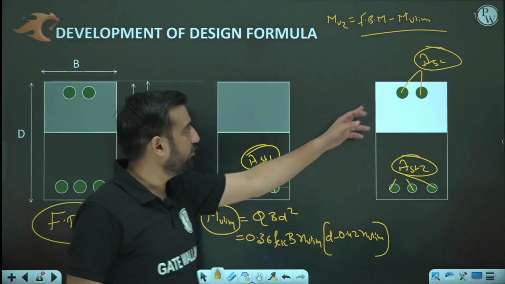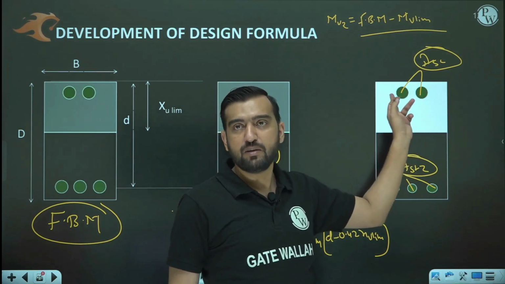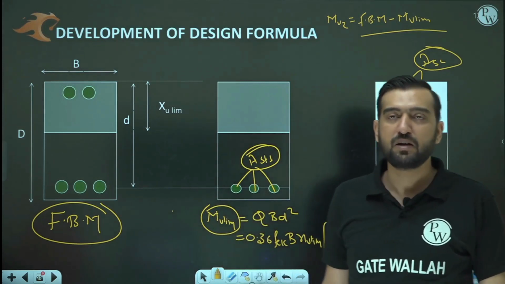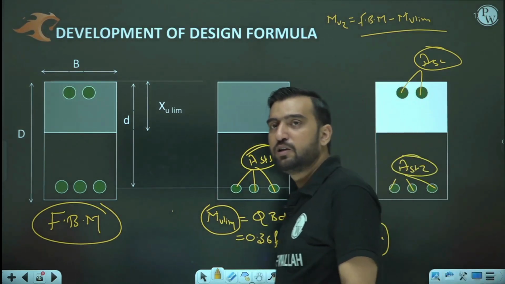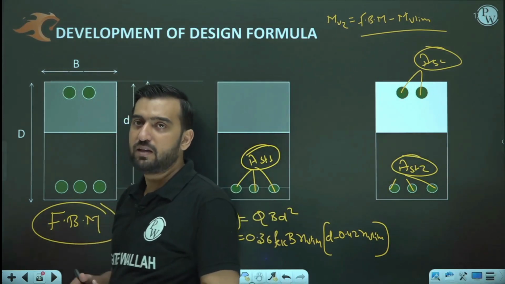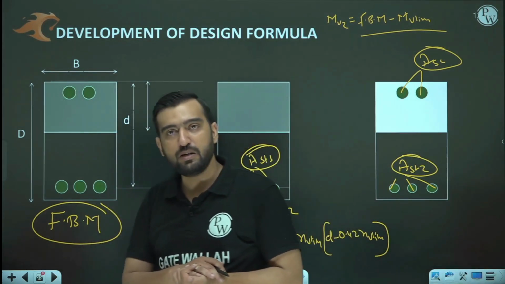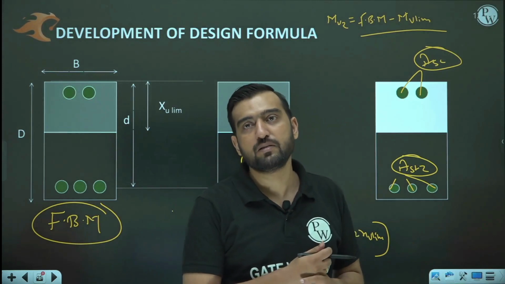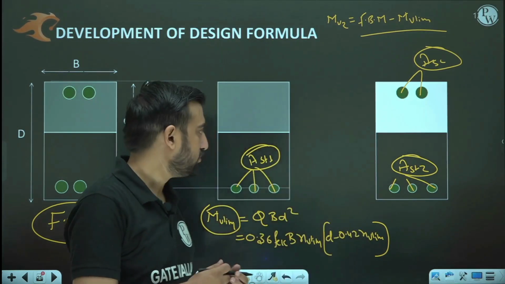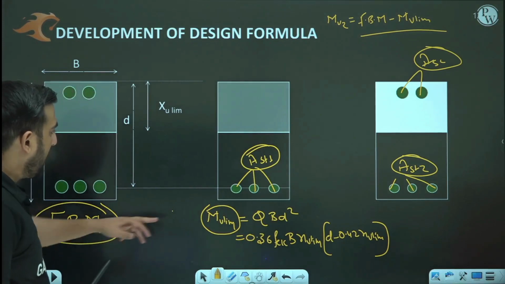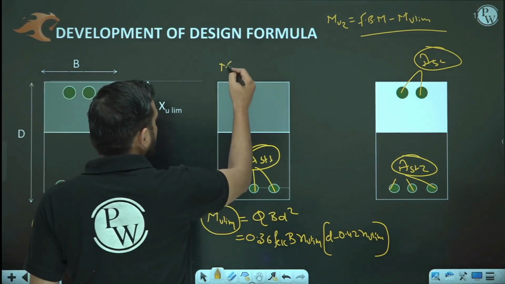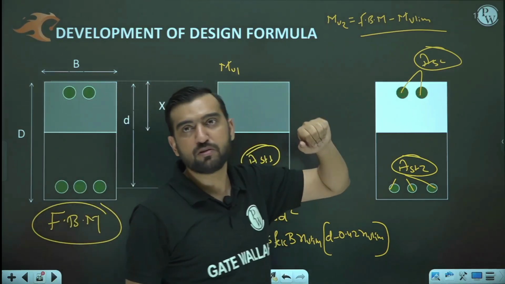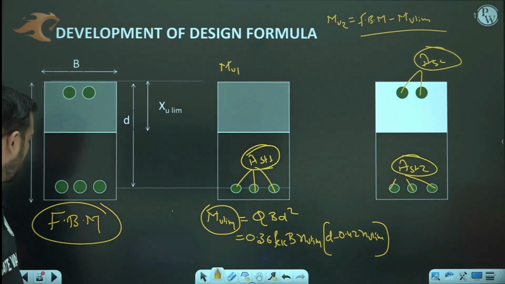And for Asc, we need to know the strain at this level, because if we know the value of strain, we can calculate the stress from the design stress-strain curve, and after getting the value of Fsc you can get the value of Asc by equating the excess bending moment with (Fsc minus 0.45 fck) into Asc into (d minus d dash). So Mu lim is nothing but Mu1, for which you design your Ast1, and Mu2 is the excess bending moment, for which you design your Asc and Ast2. Are you getting it?